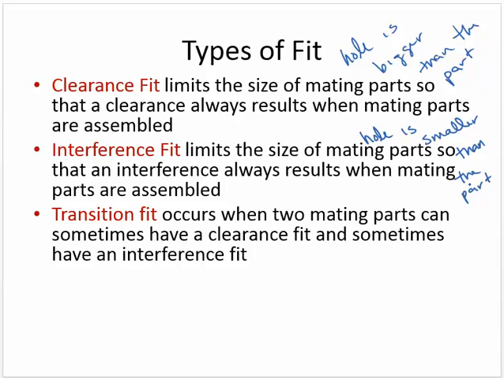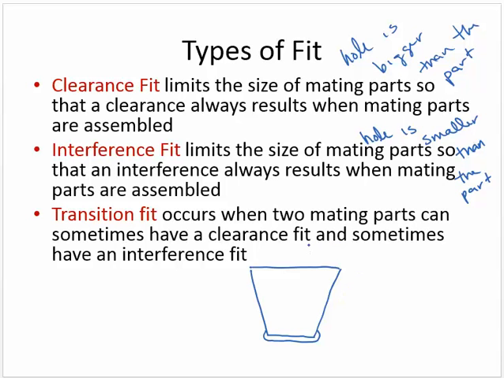And then we have a transition fit. It occurs when two mating parts can sometimes have a clearance fit and sometimes have an interference fit. This would be if we have a hole, but we're trying to put something into it that maybe comes at an angle. Let's say this is the part, and this is the hole. To start off with, we're going to have a clearance fit because the hole here is bigger than the bottom of the part. So we start off with a clearance fit.